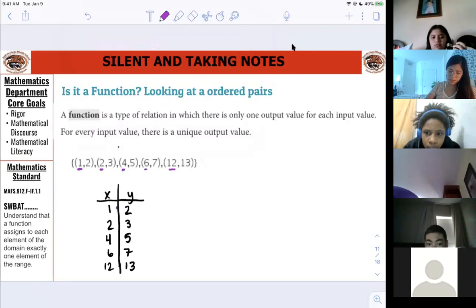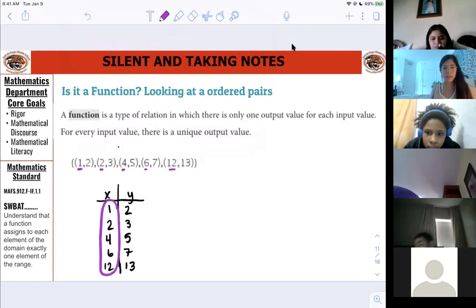But I'm still doing the same thing. I'm just looking to see if there are any x values that are repeated. And in this case, do I have any x values repeating? No. Good. So is this a function? Yes, this is a function.